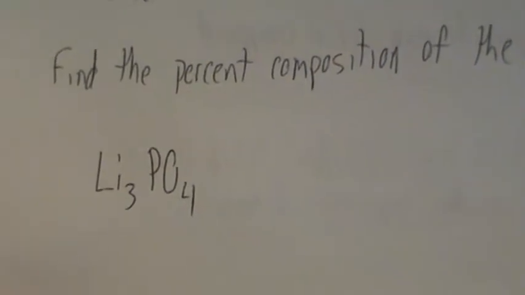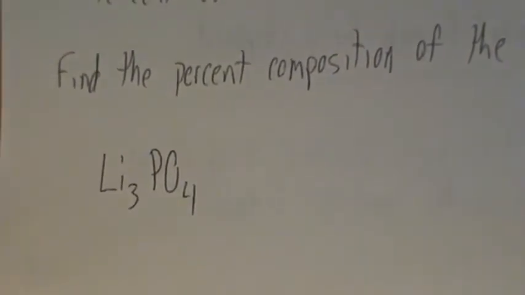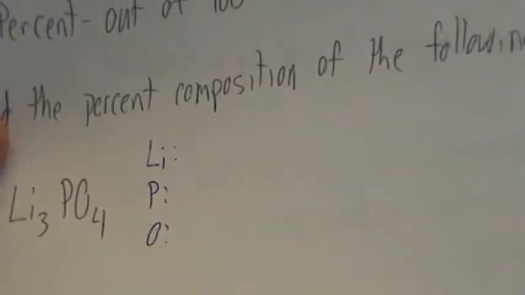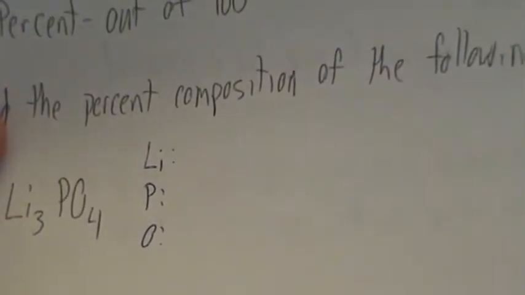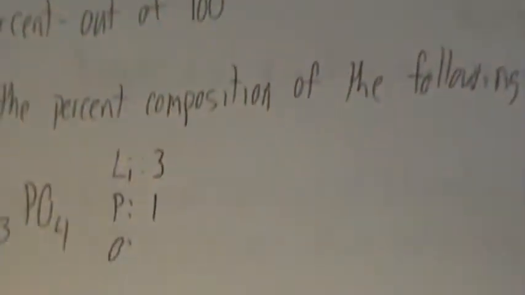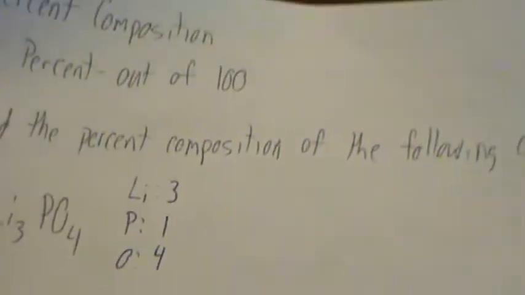Our first compound is lithium phosphate. The first thing that we need to do is figure out what is the actual mass of the compound. We've been doing that with our mole conversions. So break it up into our different elements: lithium, phosphorus, and oxygen. Looking at the chemical formula, we have 3 atoms of lithium, 1 atom of phosphorus, and 4 atoms of oxygen. Then we multiply by the respective mass of each one.